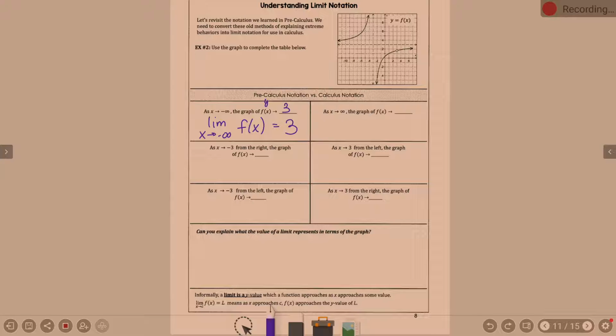As x approaches positive infinity, the graph of f of x approaches what? 3 again? The only difference is it's 3 from the underside, yes? But in this sense, it doesn't matter. So as we go off to positive infinity, we are approaching 3 from the underside. So again, appropriate form, the limit as x approaches infinity of f of x is equal to 3.